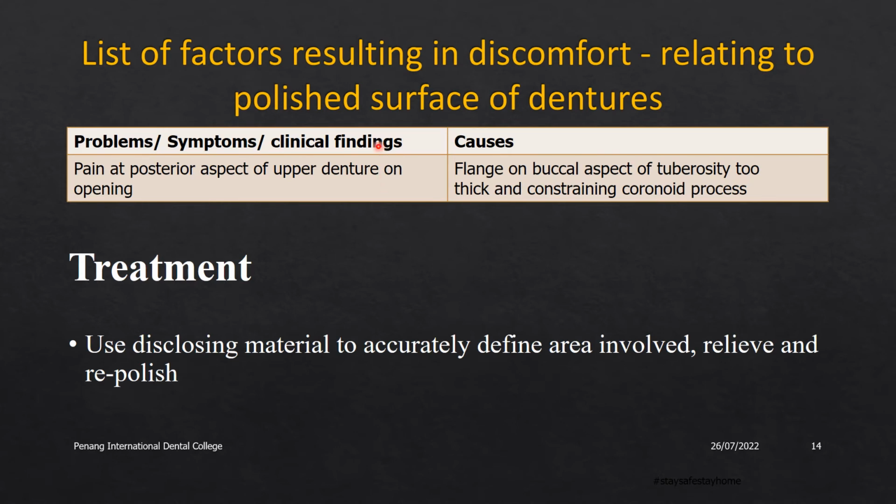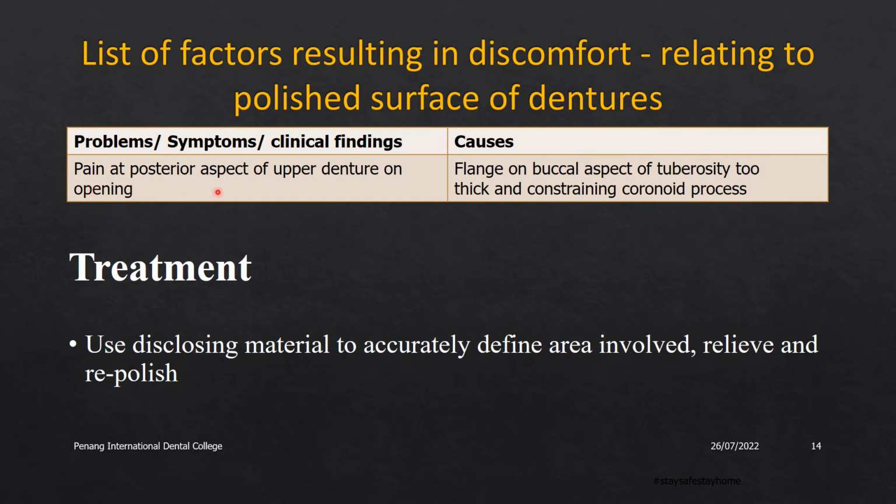Now coming to the factors resulting in discomfort relating to the polished surface of the denture. Till now we were talking about problems associated with the occlusion, that is the problem with the denture acrylic teeth, and we talked about problems related to the tissue surface or the impression surface of the denture. Now, the problem associated with the polished or the cameo surface, or outer surface, of the denture.